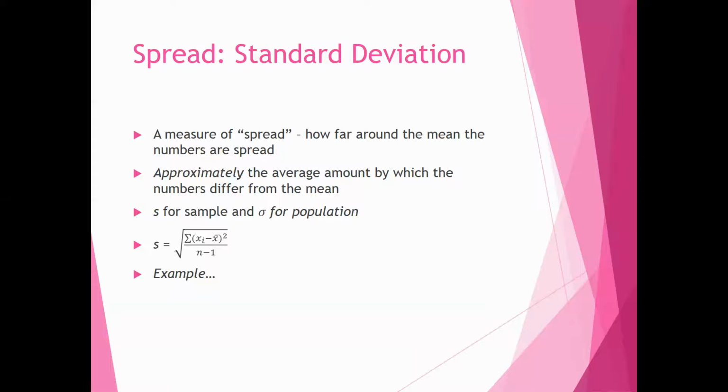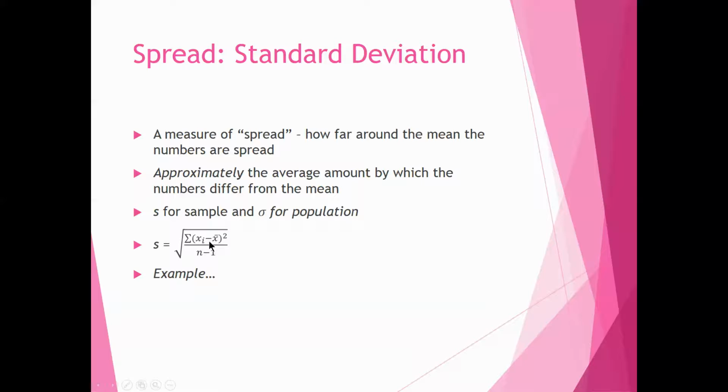Another thing we want to measure is how spread out the data is. So how far around the mean are the numbers spread? Approximately, it's the average amount by which the numbers differ from the mean. All the numbers are not exactly the mean, of course. Some are larger, some are smaller. It's not mathematically quite correct, but the right way to think about it is the approximate amount by which the numbers on average differ from the mean. The symbols we use are s for a sample and the Greek letter sigma for a population. And the formula is given by this lovely thing, which is pretty ugly.